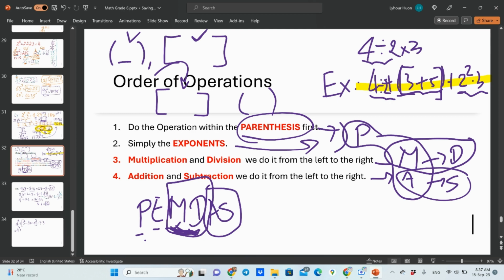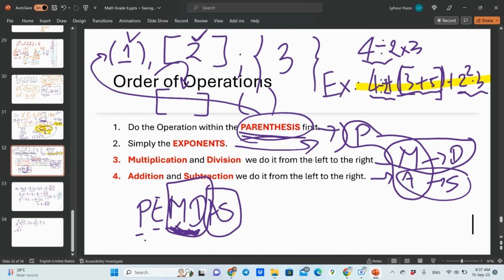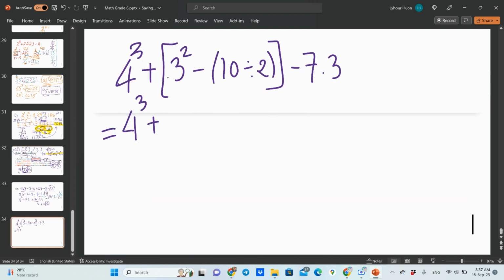But we have to accept that parentheses means all of these. Sometimes you even see something like this, a brace. That also happens. But the order of parentheses is this first, this second, this third. They all mean parentheses.